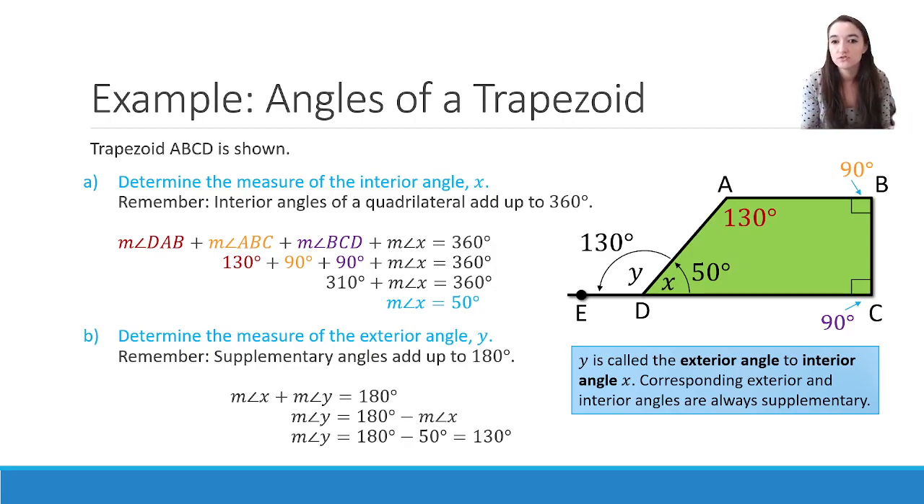Just a final note, y is called the exterior angle which corresponds to interior angle x. Corresponding exterior and interior angles are always supplementary by definition. We're not talking about this whole outer reflex angle because we don't really get into that in this class. Exterior angles are always the supplementary component to an interior angle.